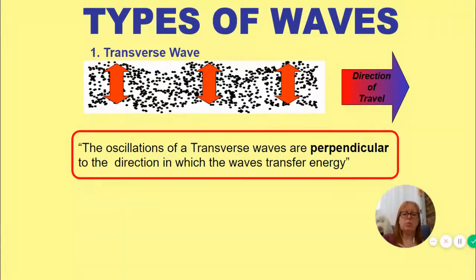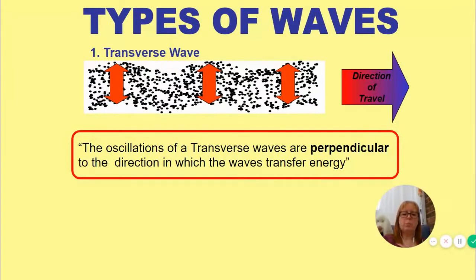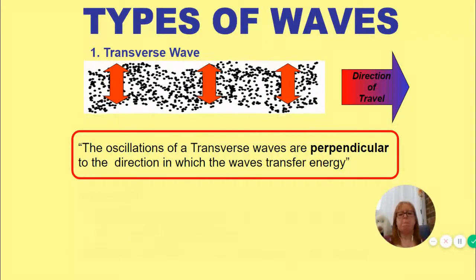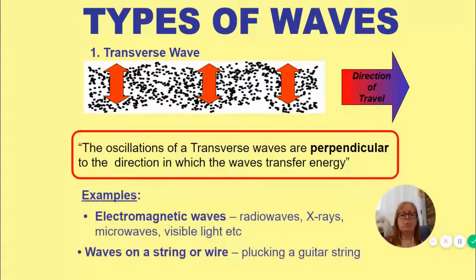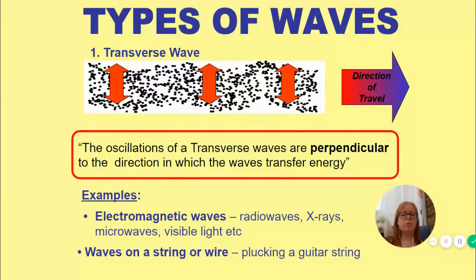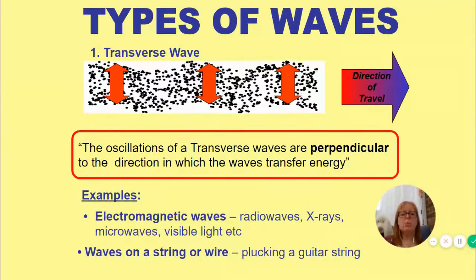So there's your type of transverse wave, perpendicular to the direction of travel. You're going to get fed up with me doing that. There you go. Examples: the electromagnetic waves. Remember, they don't need particles to travel. Waves on a string, waves on a wire.